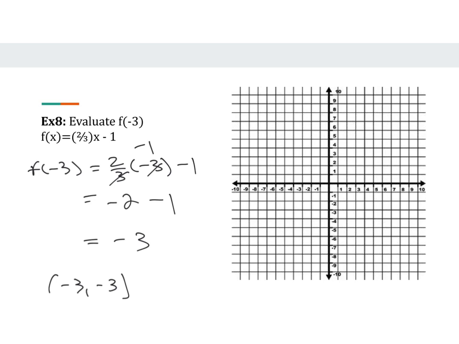Let's go ahead and take a look at how we can do this graphically as well. I'm going to start by graphing my equation, 2/3 x minus 1. I'm going to start with my y-intercept of -1. And then since my slope is 2/3, I'm going to go up 2 and over 3. I'll do that one more time. And now I'm going to go ahead and graph my line. And now what I'm going to do is trace my line and try and figure out the corresponding y value for an x value of -3. So if I go over to -3 and I go down, I can see my y value is also going to be -3. So essentially we have the exact same point of (-3, -3).